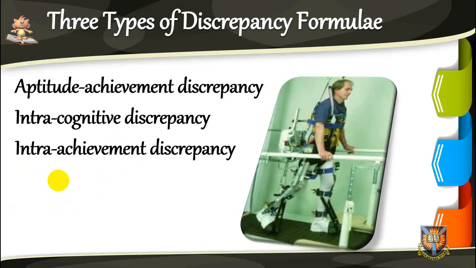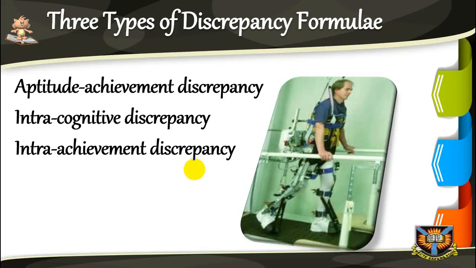learning problems. An intra-achievement discrepancy reflects divergence or inconsistency in educational achievement performances. This could occur between academic areas, such as reading versus mathematics, or within an academic area, such as marked difference between reading, decoding, and reading comprehension.